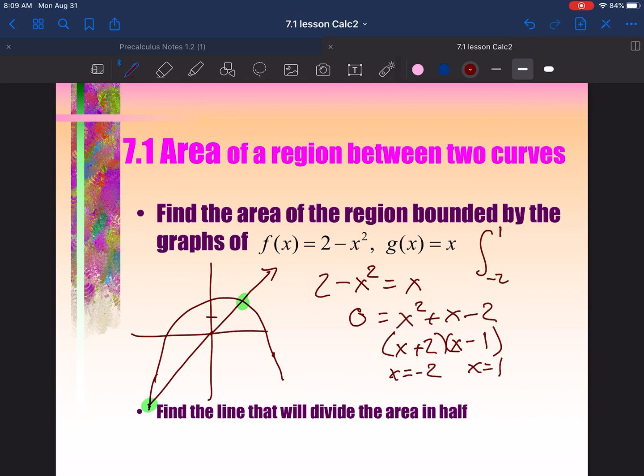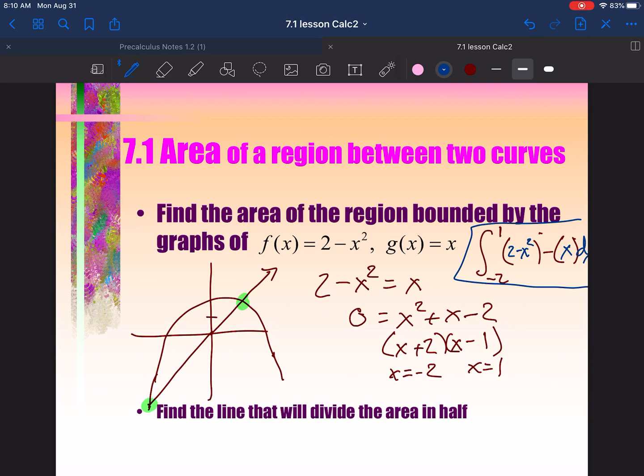Now I still need to identify which is the larger of the functions. It is important that you get that, which is larger, which is smaller. So in our case, the larger will be the 2 minus x squared, and the smaller will be the x. And then you're going to integrate. I'm going to leave that to you. You can do that one on your own if you want to pause the video and go ahead and finish that.